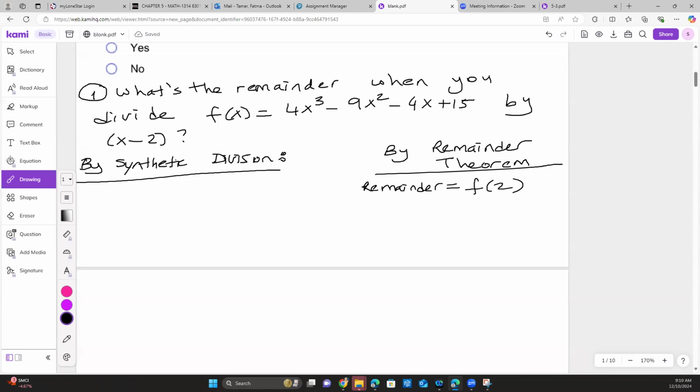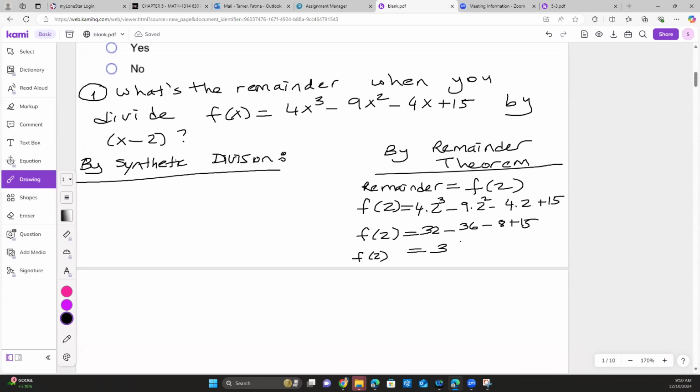So if you just evaluate your function when x is 2, which is 4 times 2 to the third power minus 9 times 2 to the second power minus 4 times 2 plus 15, and then simplify your answer. This is an 8, 4 times 8 is 32. This is a 4, 4 times 9 is 36. This is an 8, and this is a 15. If we just organize these numbers, that's a negative 4, negative 12. So f of 2 is equal to 3. That makes your remainder 3 as well. So the remainder must be 3.